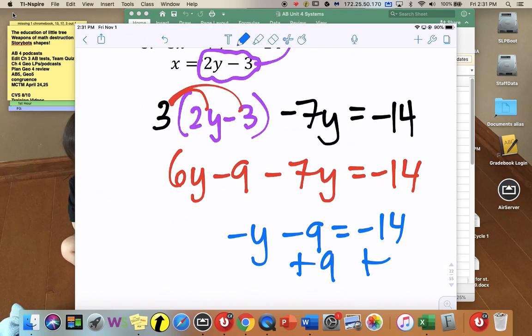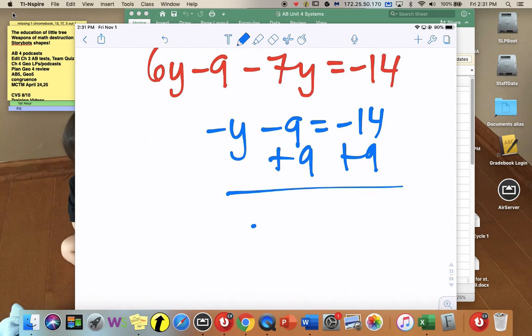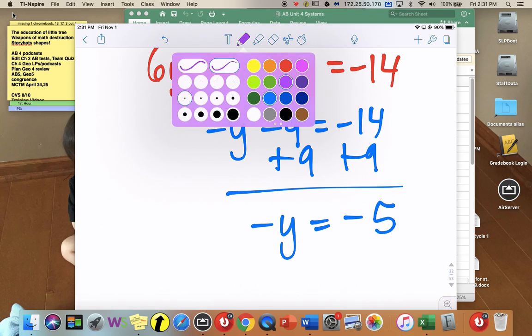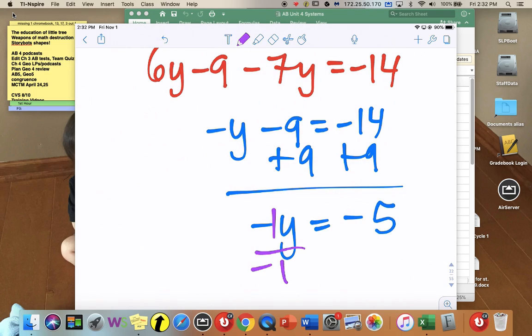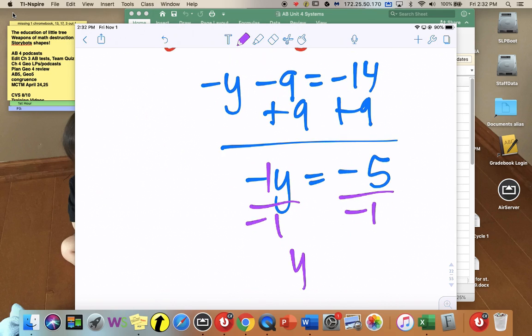Add 9 to each side. So we have negative y equals negative 5. Divide each side. There's that invisible negative 1 there. So divide each side by negative 1. So we get y equals 5. So again, these two lines do cross. They cross where y is 5.